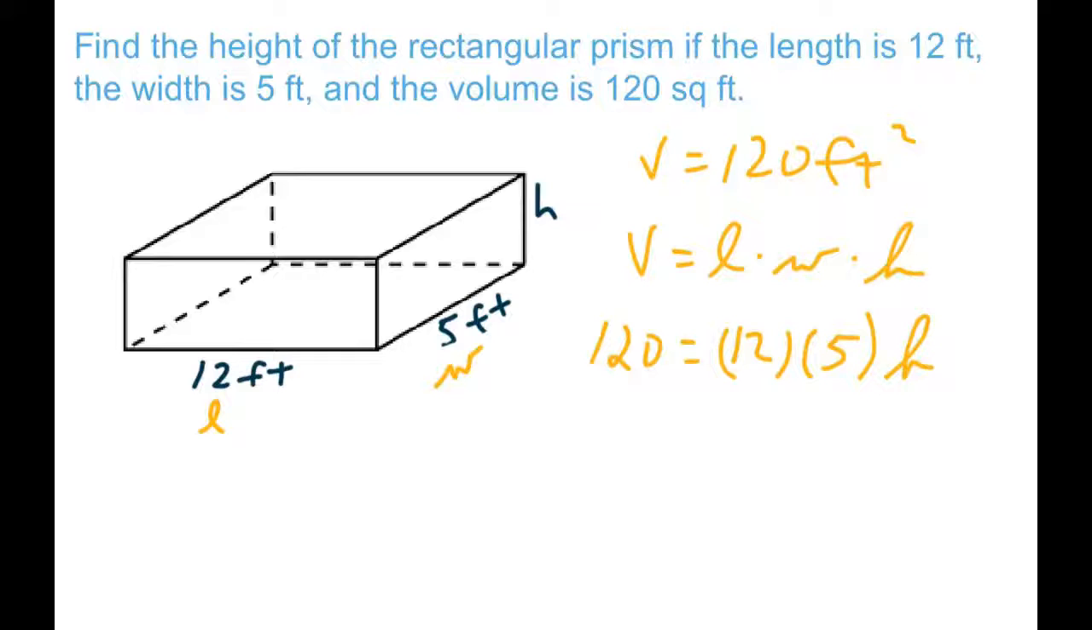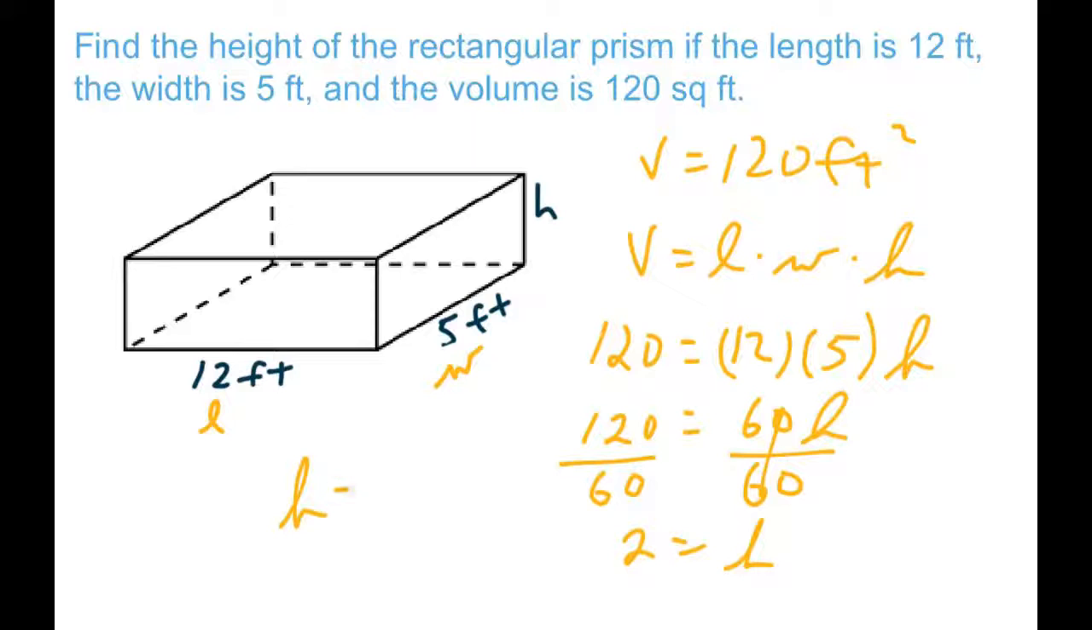All right, so I can multiply that 12 and 5, and I get 60. I still have our h. So here we're just going to solve for h. One-step equation, inverse operations, divide by 60 on both sides. And I get that h equals 2. So I'm going to come over here and write my final answer with a label on it. My height is 2 feet. All right, so we use the volume to find a part of the prism.